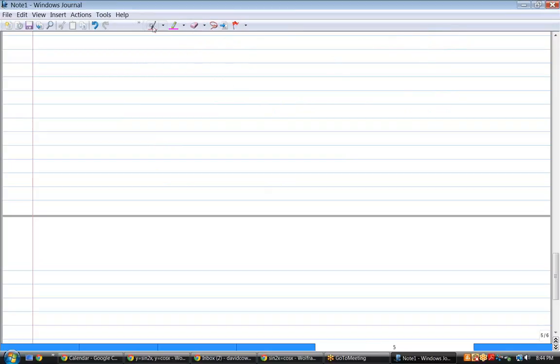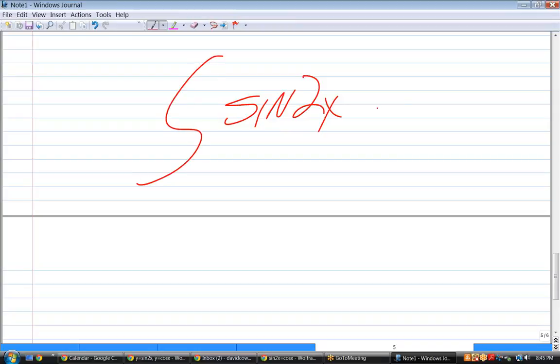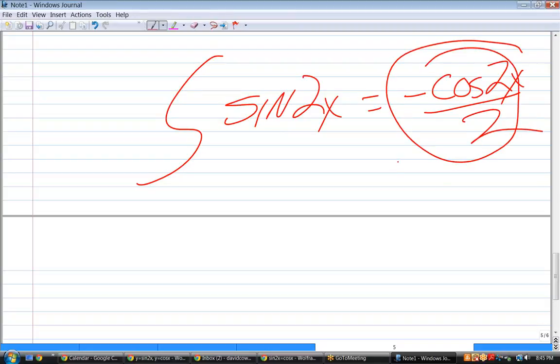You know the integral of sine of 2x. That would be negative cosine of 2x over 2. Oh, yeah, because the derivative of that is sine.